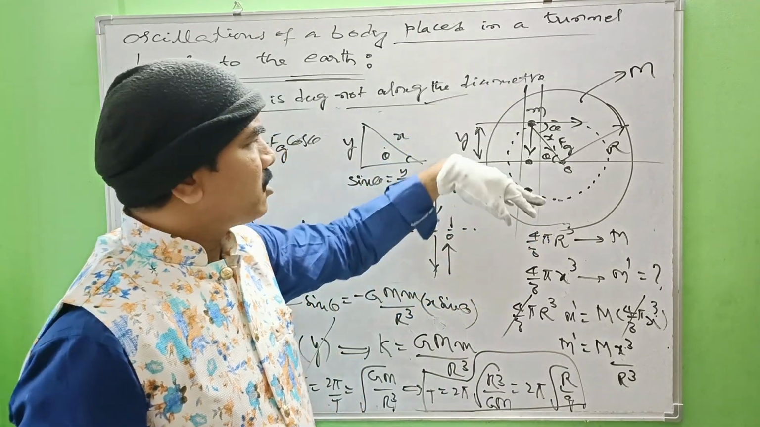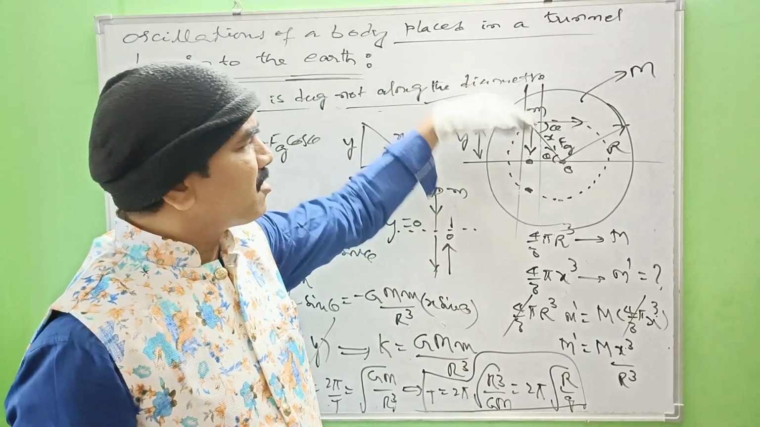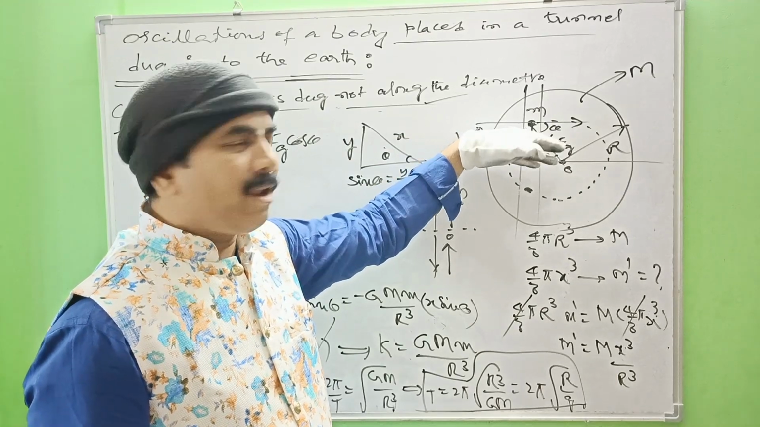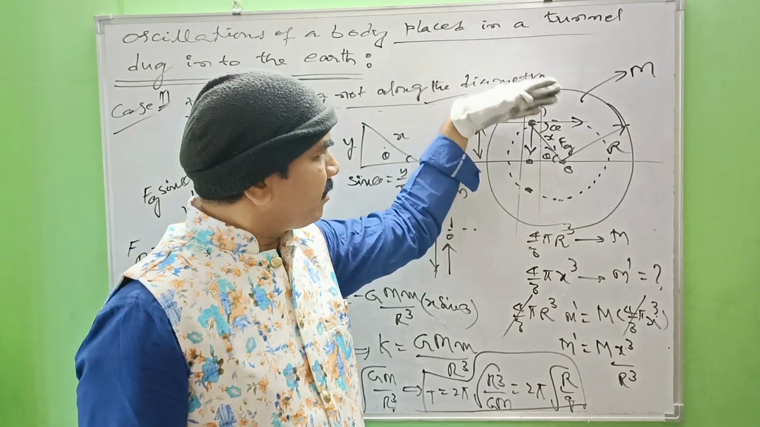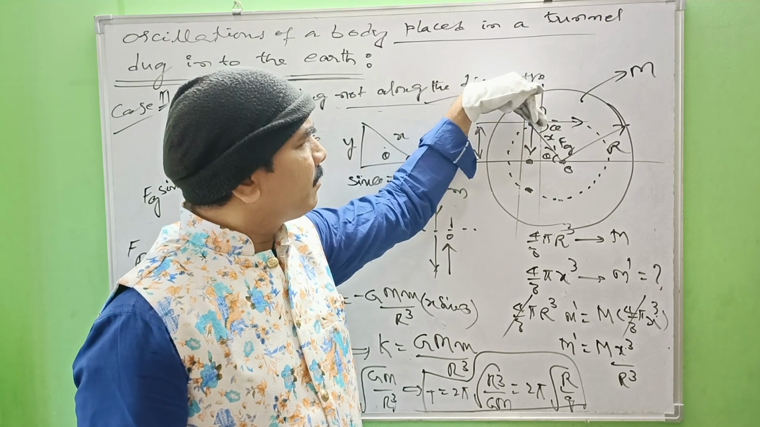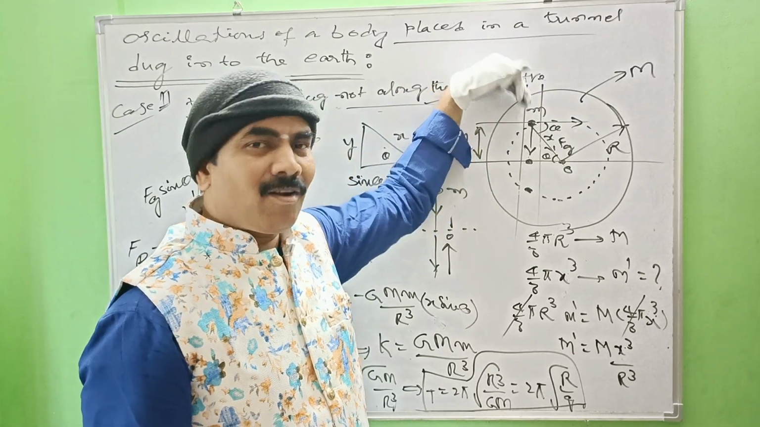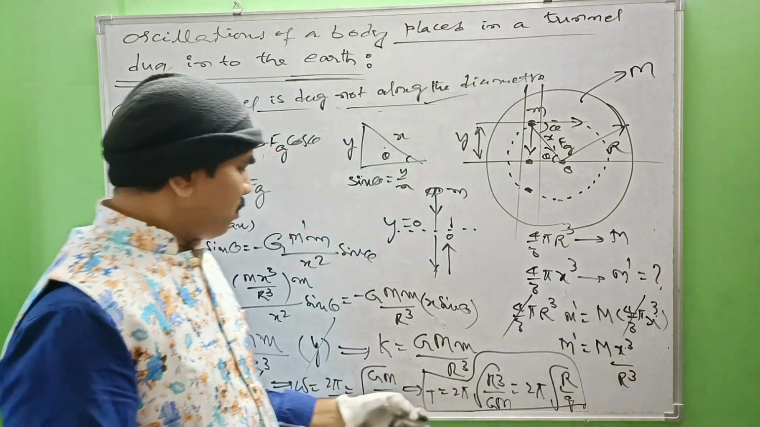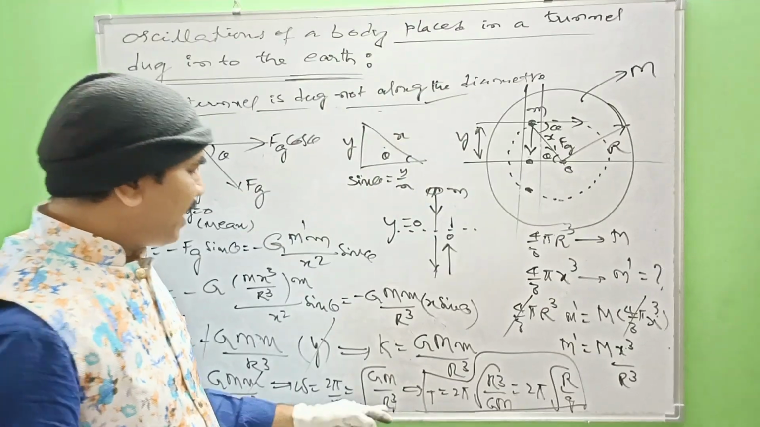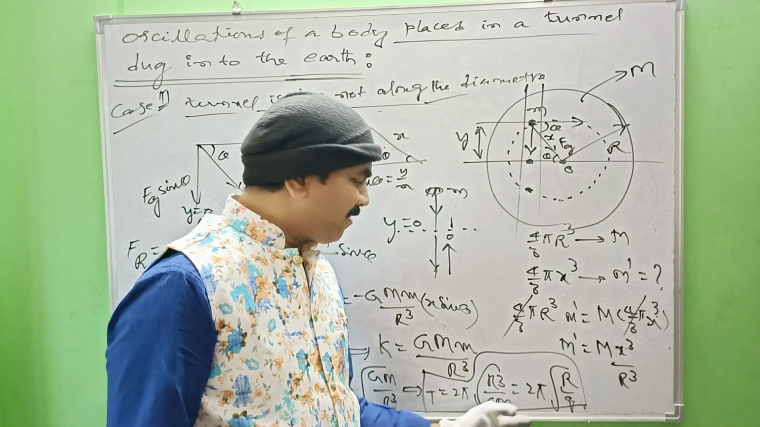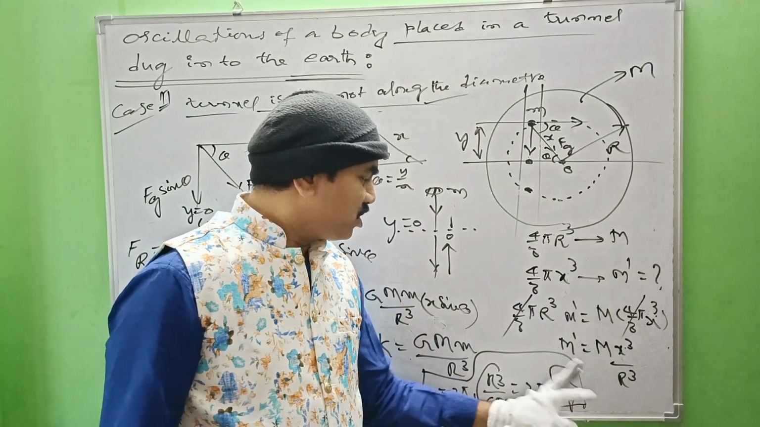In any case, when our body is oscillating along a tunnel, whether dug along the diameter or not along the diameter, the expression will be the same: T equals 2 pi root over r cube by G M, otherwise 2 pi root over R by g, right?